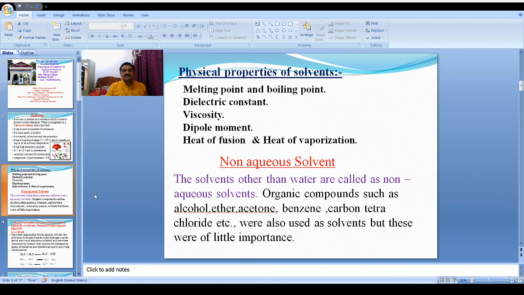Then we come to the main point, non-aqueous solvent. What is the definition of a non-aqueous solvent? The solvents other than water are called non-aqueous solvents. Here some organic solvents are used as non-aqueous solvents: alcohol, ether, acetone, benzene, carbon tetrachloride, etc. They are used with organic compounds, but they have only a little importance here.